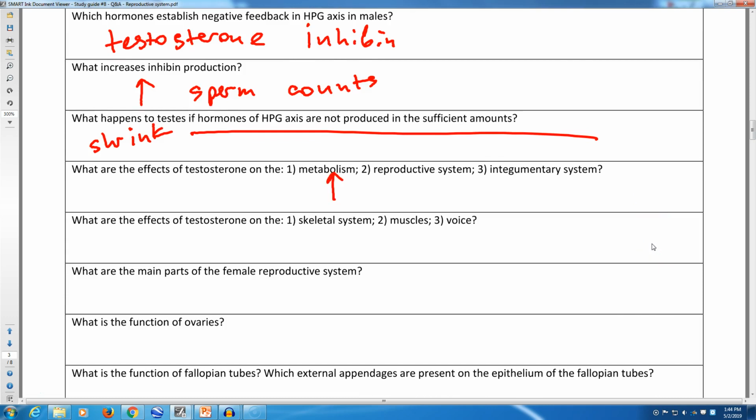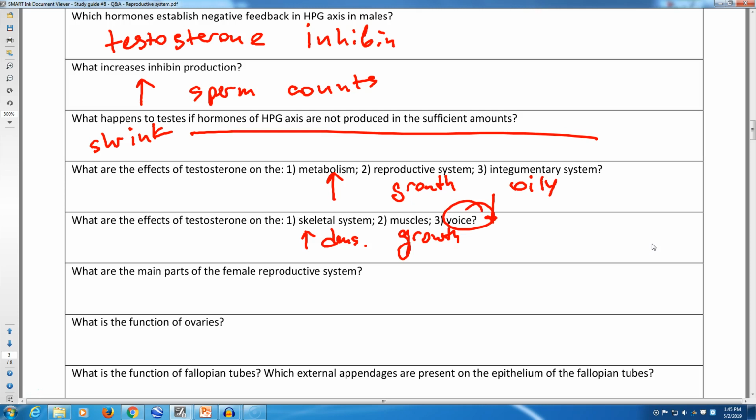Testosterone increases metabolism, growth and development of the reproductive system, oily skin and thicker skin, skeletal system increased density, muscle growth, lowered voice.